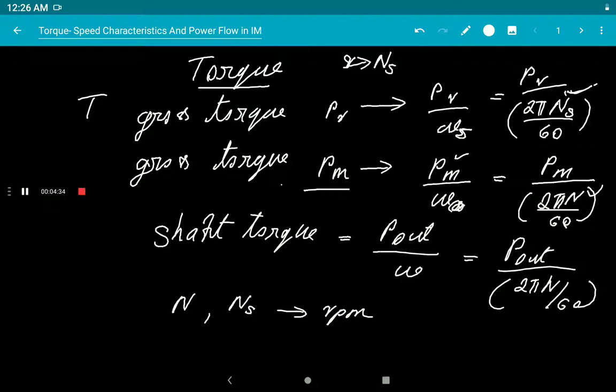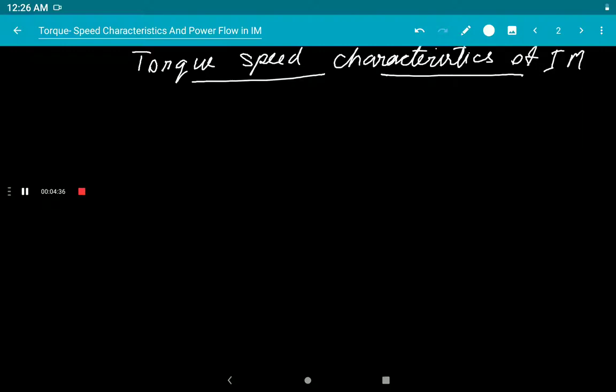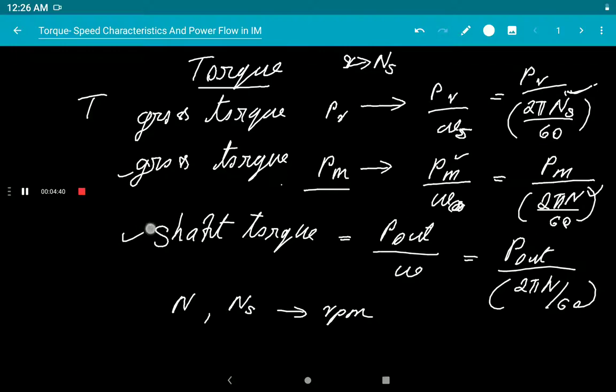Now we are going to consider the torque-speed characteristics. The gross torque and shaft torque will become more clear when we study the power flow stages. At that time you will get the idea of these two powers, the rotor power and the mechanical power. So now you should know the equation for torque as power divided by omega.